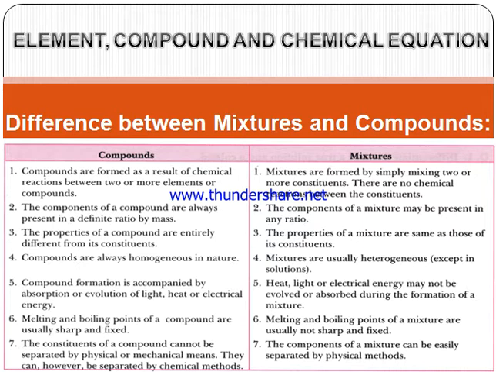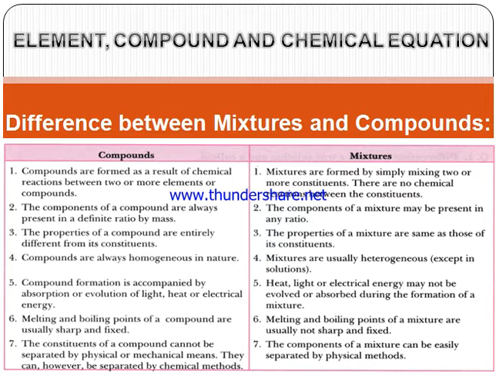Compounds are formed as a result of a chemical reaction between 2 or more elements, but mixtures are formed by simple mixing of 2 or more substances. The components of a compound have a fixed ratio, but in mixtures the components may be present in any ratio. The properties of compounds are different from their constituents, but the properties of mixtures are the same as those of their constituents. Compounds are always homogeneous, but mixtures may be homogeneous or heterogeneous.